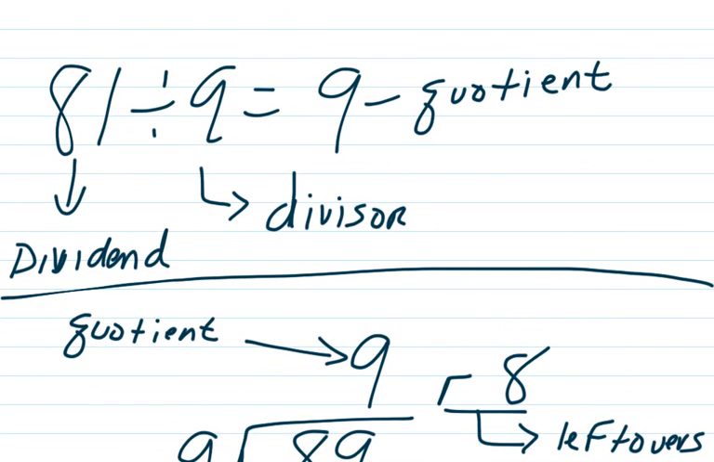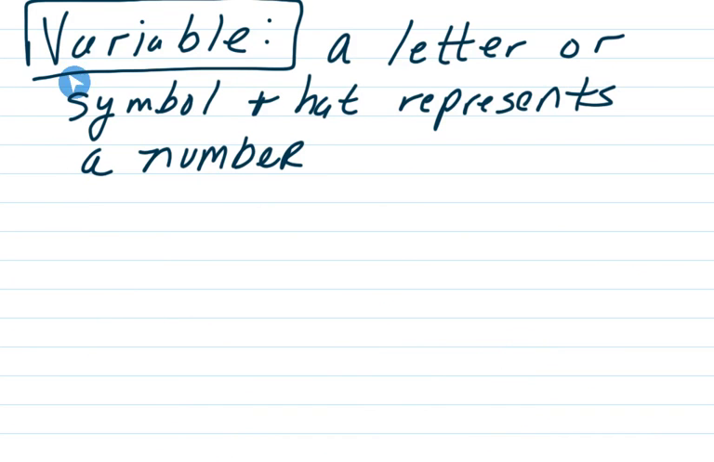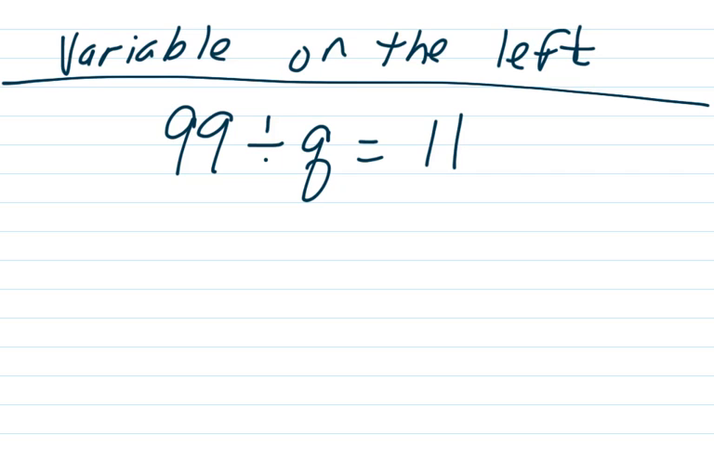Just a quick division review. And you remember what a variable is. A letter or symbol that represents a number. So now let's look at trying to do, this time, the variable on the left. Now, this time, let's do exactly what it's asking us to do. We're trying to find Q.